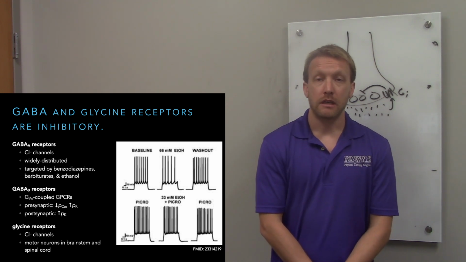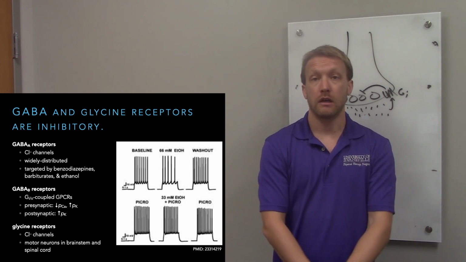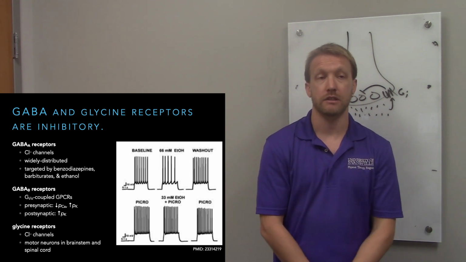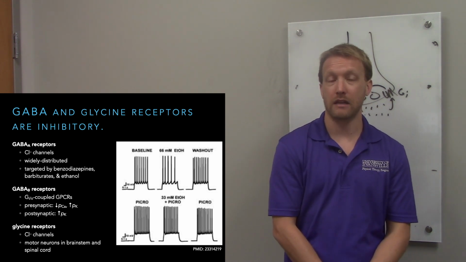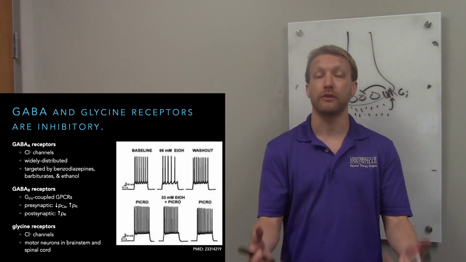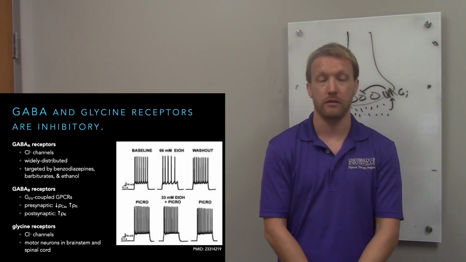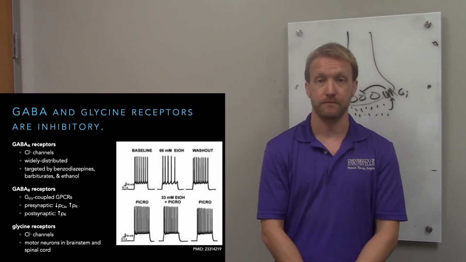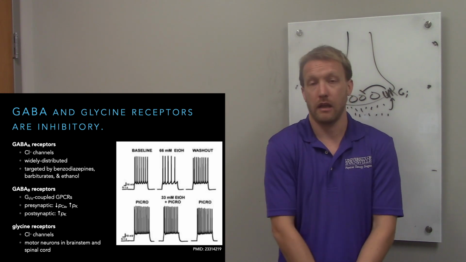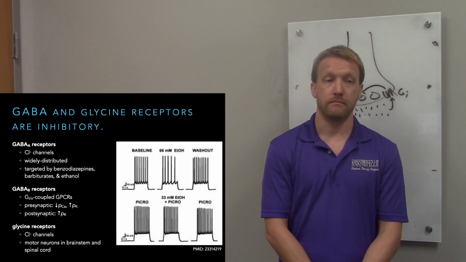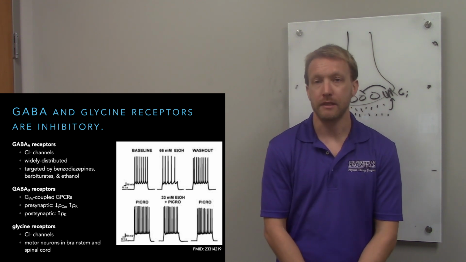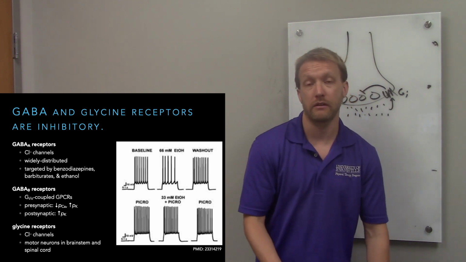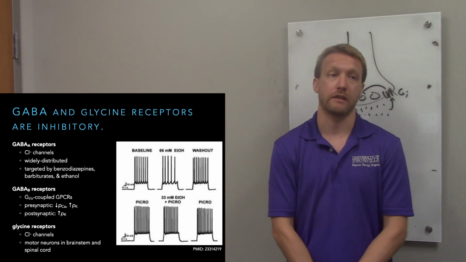So GABA will stimulate these, but hey, so will ethanol. And that's what these data are showing us here. So we got baseline on the top, and then top middle, they had a little ethanol. Notice, slower frequency of action potentials. We've inhibited the neuron by stimulating GABA receptors. Wash out the ethanol, and we're back. Picrotoxin inhibits GABA receptors. So notice on the bottom, that's all with picrotoxin. Notice the firing rate's faster, and ethanol has no effect.